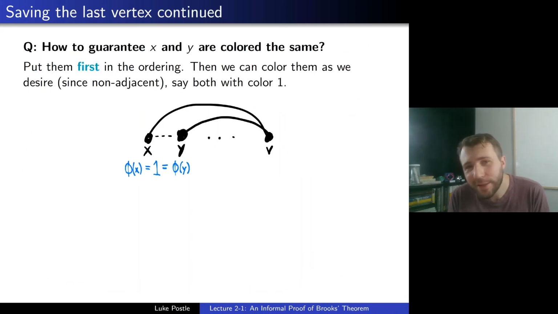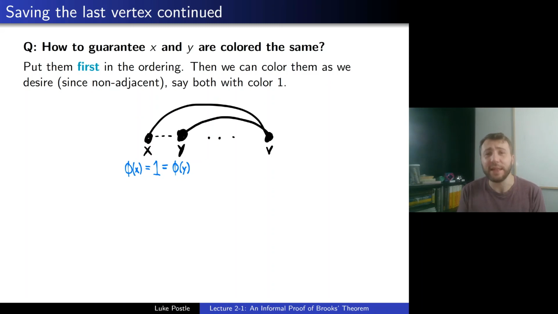Well, the answer is to put them first in the ordering. If we put x first, it comes first before anything. There's no restrictions on it, so we can color it whatever we want. We could color it 1. What about y? If we put it second, so if we put them both together as the first two in the ordering, y isn't adjacent to x by assumption, so it also has no restrictions, no earlier neighbors that are colored, and so we could also color it 1. So we can color it the same as x.